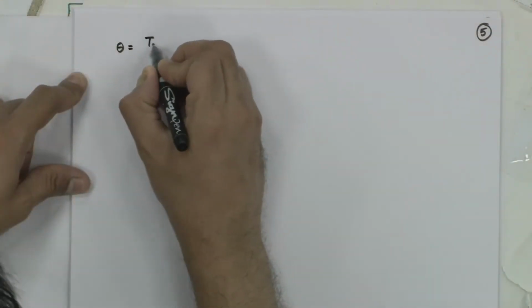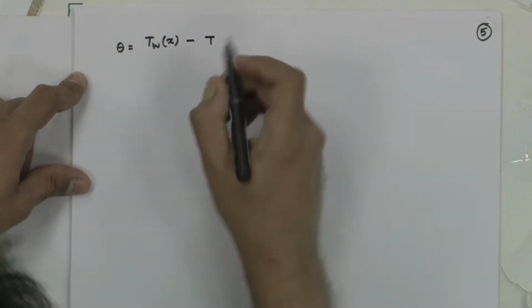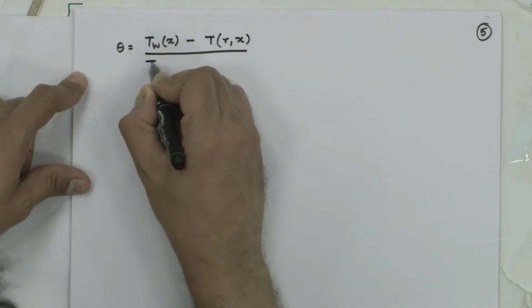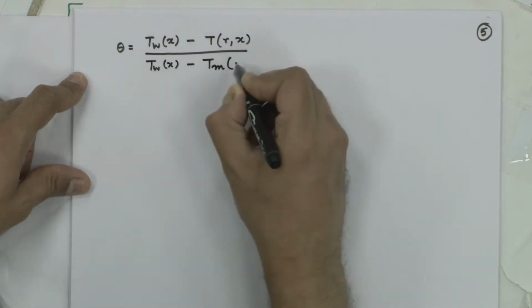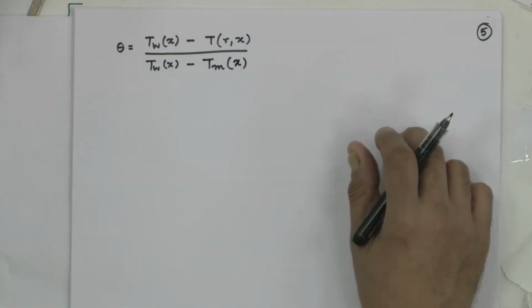So, in the last module, we stopped with the idea of thermally fully developed condition, and we had to write the non-dimensional temperature distribution. So, that theta is given by T wall, which is a function of x, minus T local, which is a function of r comma x, divided by T wall, which is a function of x, minus T bulk mean, which is a function of x. This theta is what we are going to use.